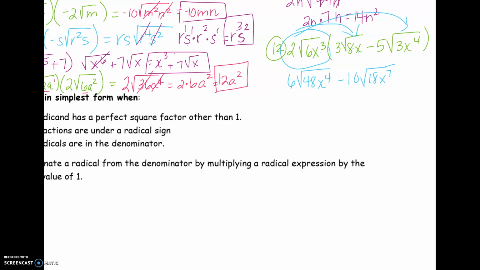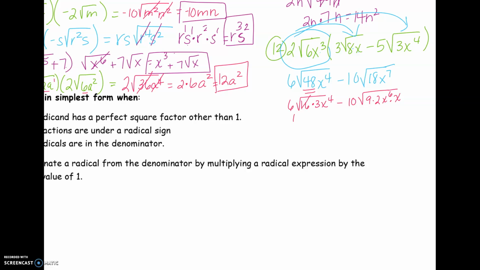All right. So 48, I know I have a perfect square factor in 48. Let's see. Square root of 48. I know 16 is a factor for sure. 16 times 3 is 48. So let's rewrite this as 6 times the square root of 16 times 3 times x to the 4th minus 10, and I have 18, so 9 times 2 times x to the 7th. And I'm going to rewrite x to the 7th. What's the most even amount? There's 6, and then there's that one odd one, because I know that 6 of them are a perfect square.